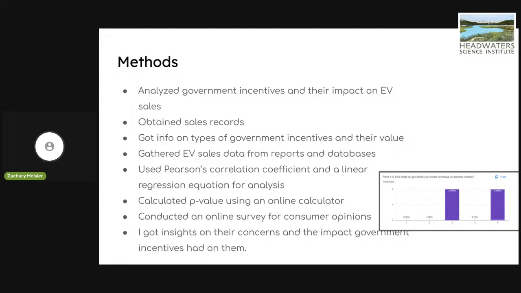And then finally, I also conducted an online survey, which gathered consumer opinions on EVs, what they liked and what they didn't like about it. The survey showed me their concerns, one of which was range anxiety. But they also told me how impactful government incentives were in their decision of buying EVs.